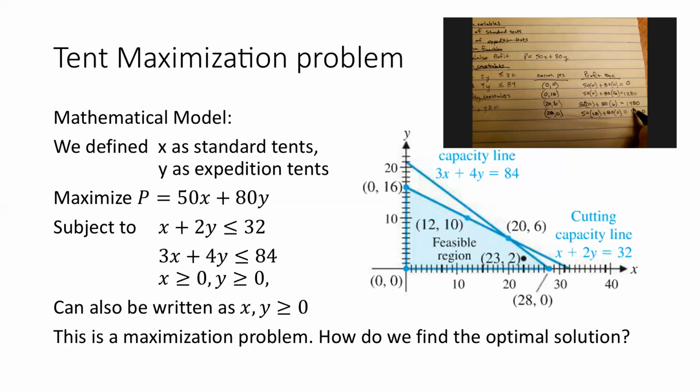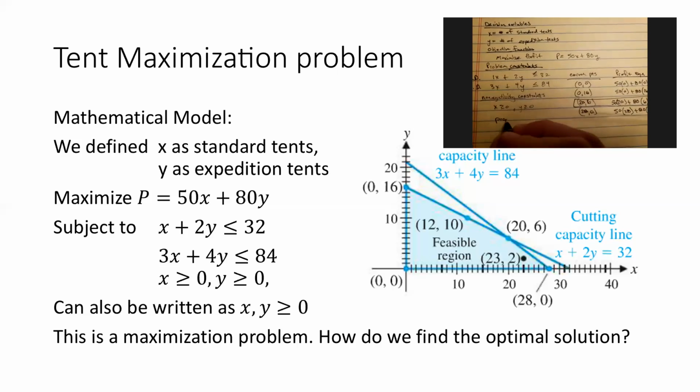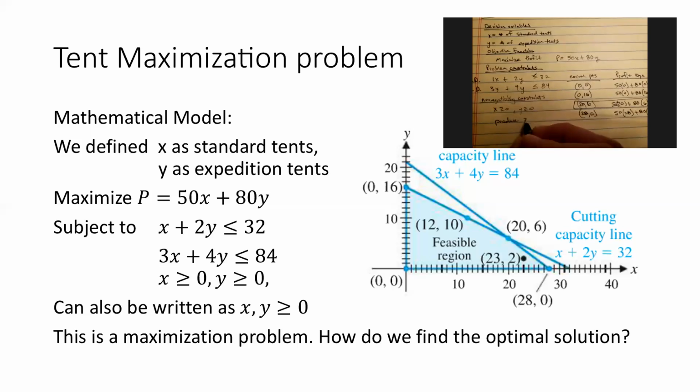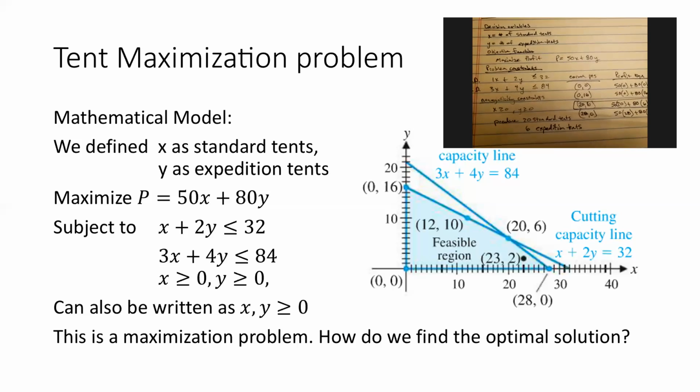So if you were operating this company, this right here is your profit maximizing allocation. In other words, you're going to produce 20 standard tents, and you're going to produce 6 expedition tents. That's going to basically be your profit maximizing optimal solution. All right, so let's move it on.